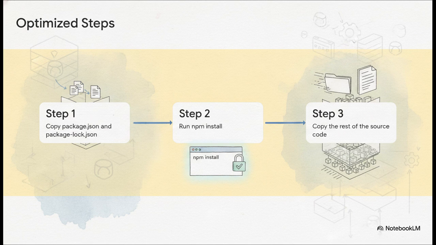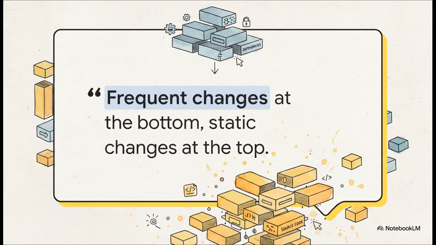You can tweak your app's source code all day long and Docker will just skip the install step entirely. It is a massive time saver. I want you to burn this golden rule of layer caching into your brain. Frequent changes at the bottom, static changes at the top. Basically, things that rarely change, like your dependency lists, go early in your Dockerfile. Things that change constantly, like your source code, go at the very end.